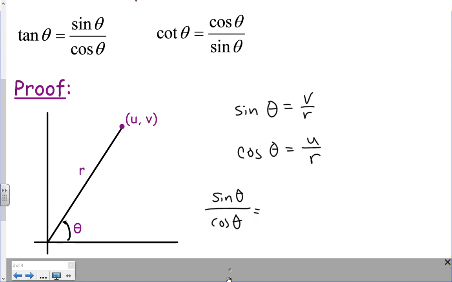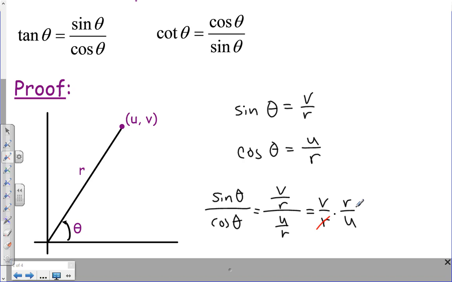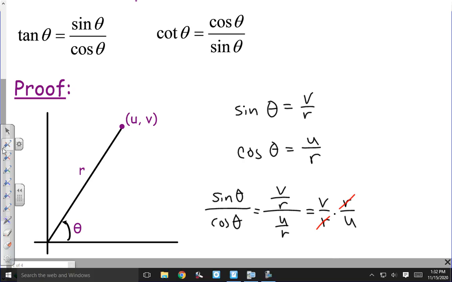So sine is V over R, and cosine is U over R. Of course, if I'm dividing these two fractions, I can rewrite this as a product. So I can write this as V over R times R over U. Remember, you've got to reciprocate that denominator in order to change it to multiplication. And of course, when we do that, that turns out to be nice because the R's will cancel each other out. And you're going to be left with V over U.